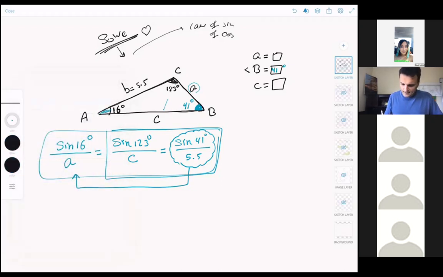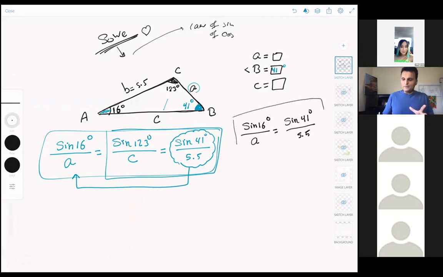So I'm going to say sine of 16 degrees divided by A equals sine of 41 degrees divided by 5.5. This part is almost more than half of a solution, because we pick the right formula and come up with the equation that lets us solve for one of the unknowns. From now on, we should make sure there's no algebraic mistake.